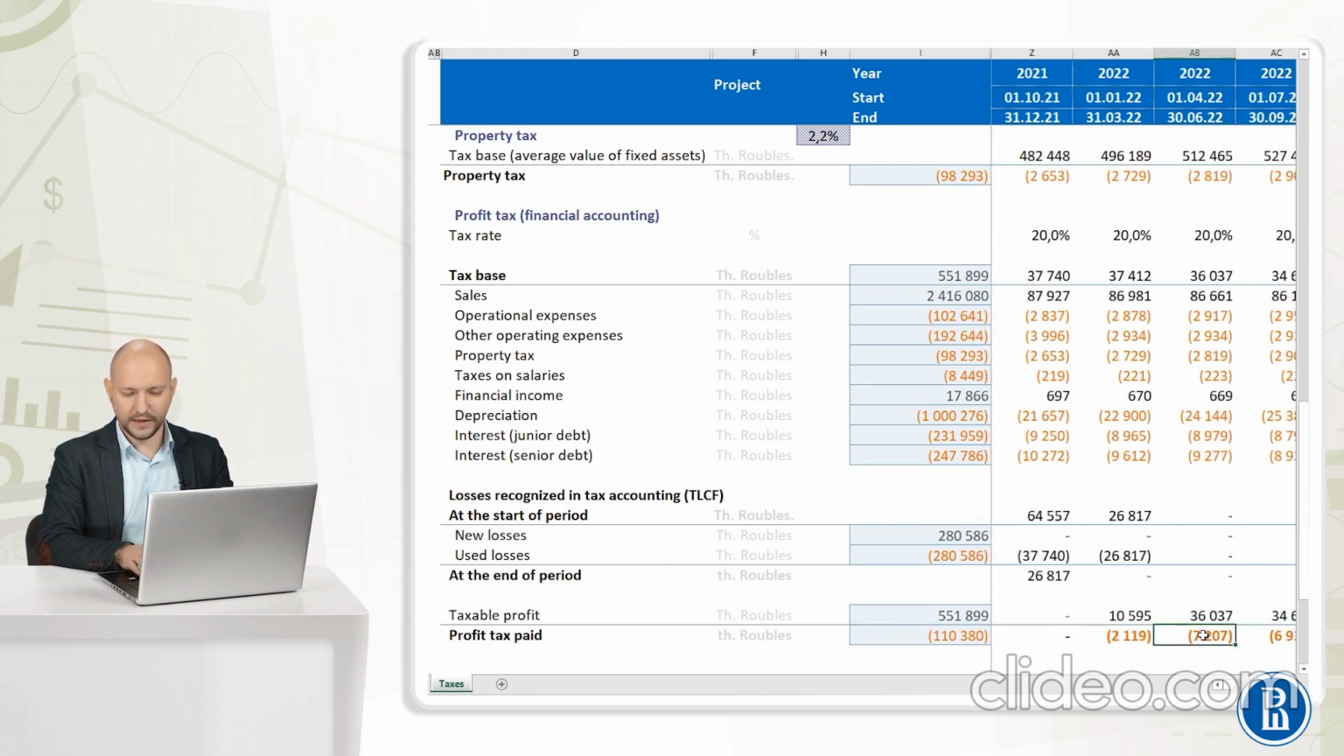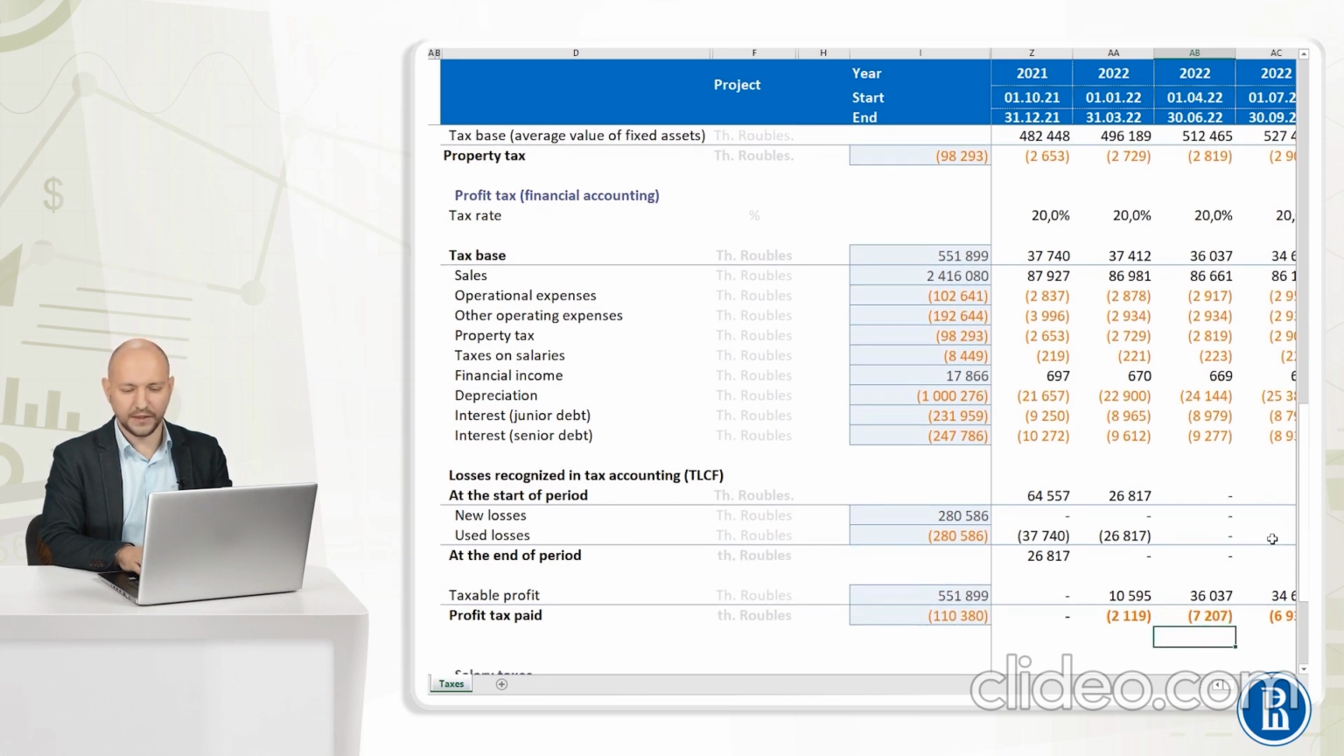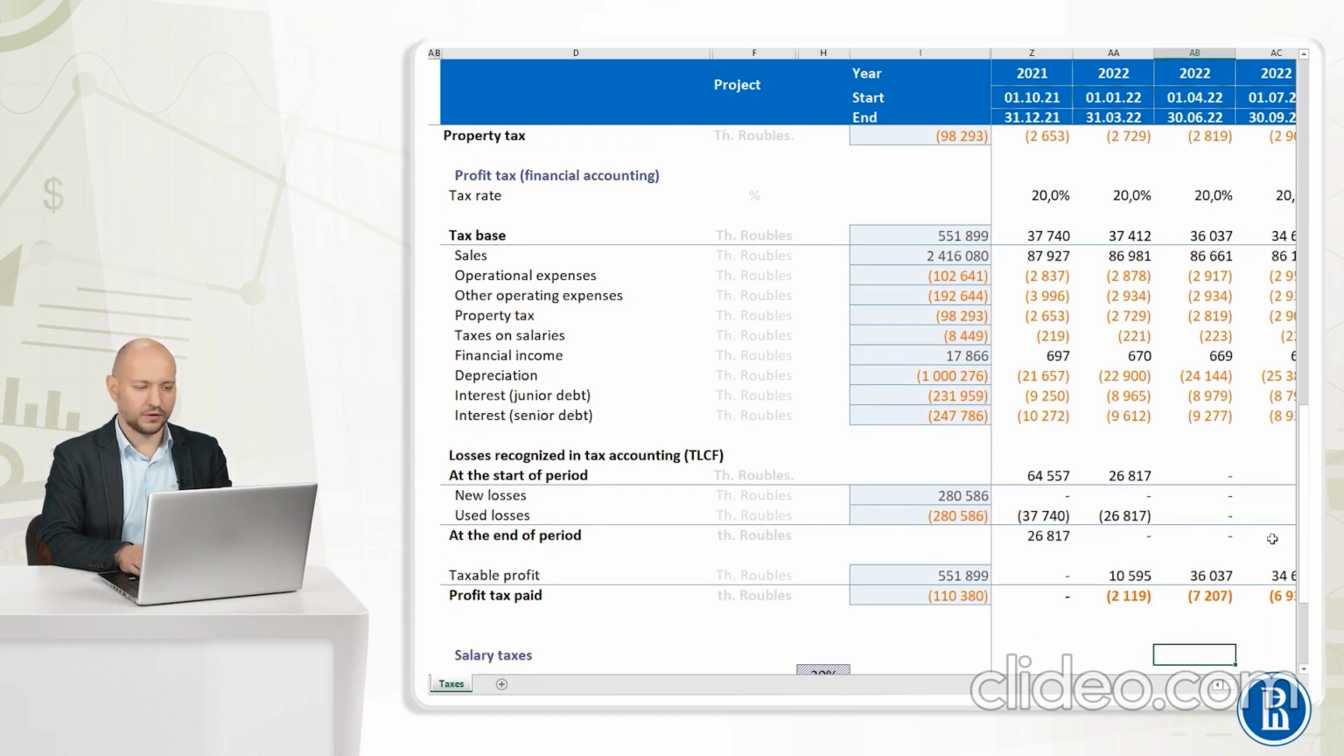And in the next years, in the next quarters, there is no tax loss carry forward that can be used, which means that we pay the whole amount of tax that should be paid according to our tax base. So here we have earned 36 billion rubles of profit before tax, and it means that we need to pay 20% of this amount, which is 7.2 million rubles. So that's it, what you should know in detail about profit tax.